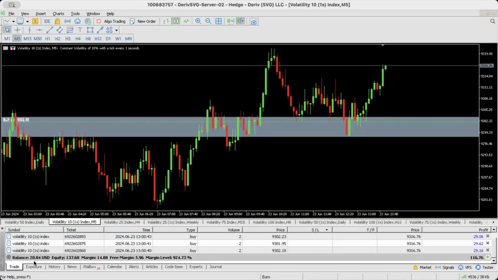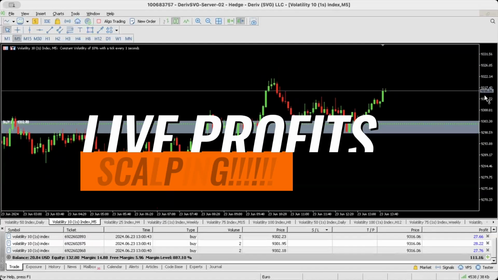The trade is doing well. That $20 account is now on 136. As you can see, we keep pushing to the upside. Remember, this is a scalping technique.